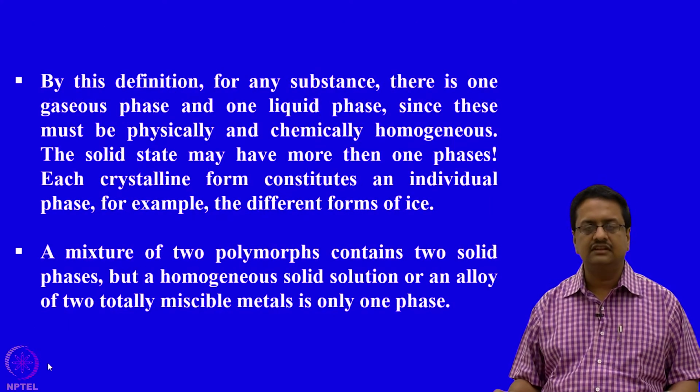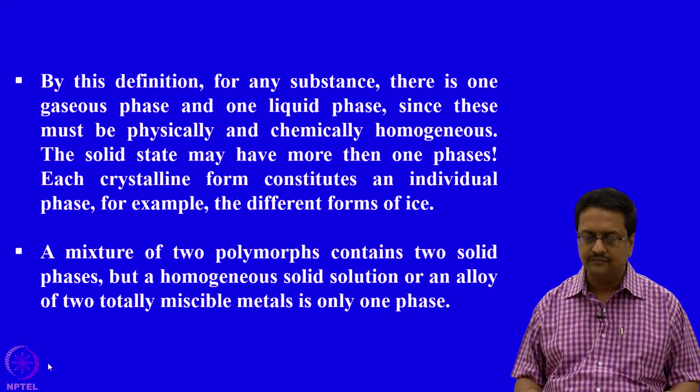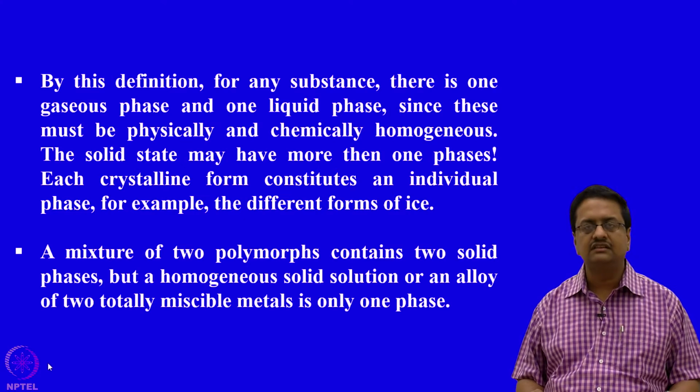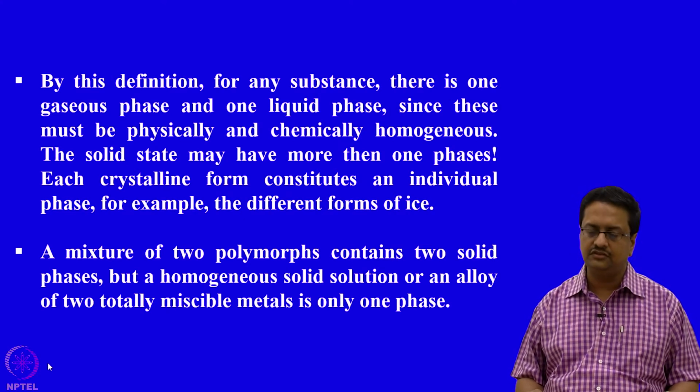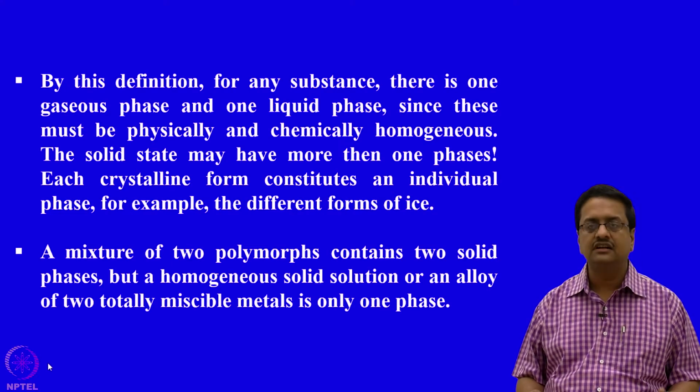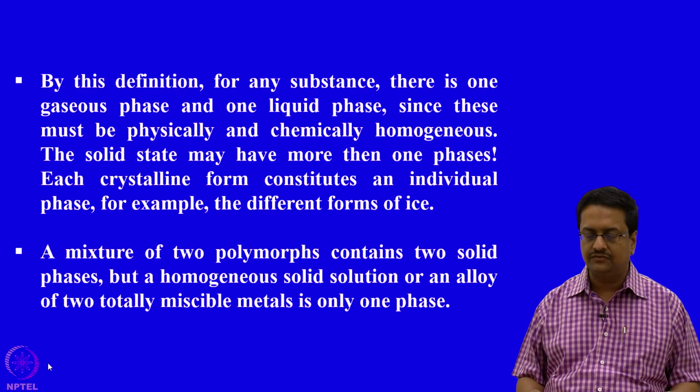So, by this definition, for any substance there is one gaseous phase and one liquid phase, since this must be physically and chemically homogeneous, and the solid state may have more than one phase existing together. So, each crystalline form constitutes an individual phase, for example, the different forms of ice. A mixture of two polymorphs contains two solid phases, but a homogeneous solid solution or an alloy of two totally miscible metals is only one phase.